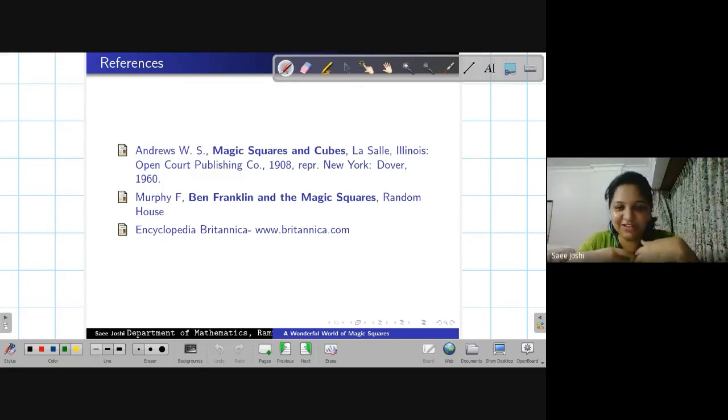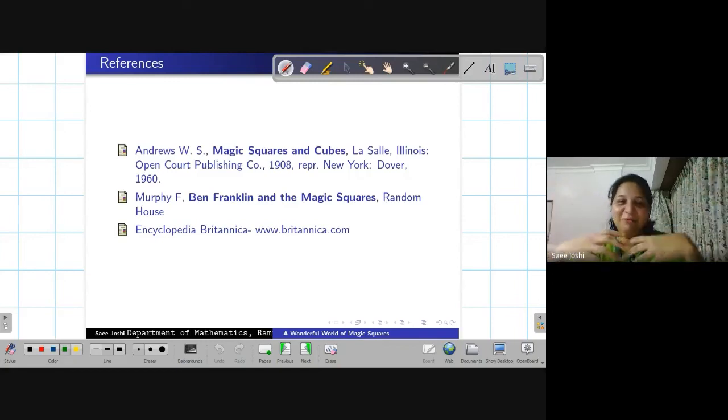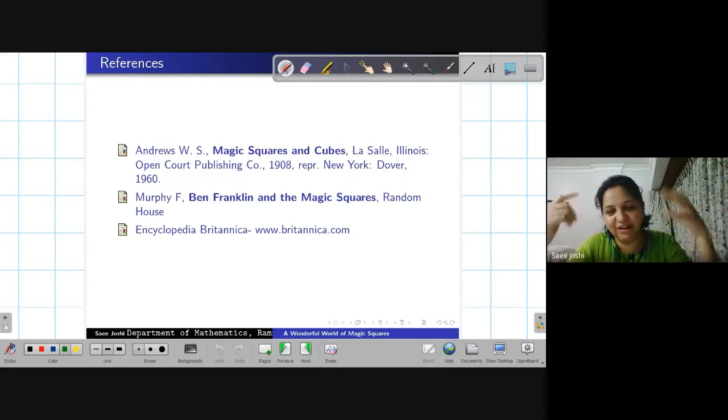The second reference that I have given is a children's book. Some stories about Franklin are given, and not necessarily those are historically correct, but those are meant for children. And this technique, the Siamese method, is given explicitly in this particular book for creating a 3 cross 3 square. And lots of material can be found on Britannica Encyclopedia on the history of magic squares. So you can probably go through these.